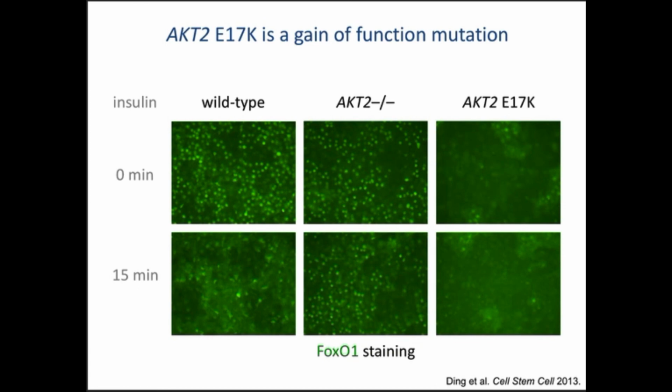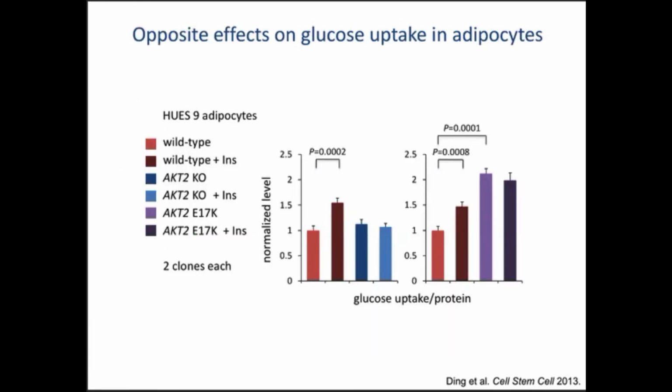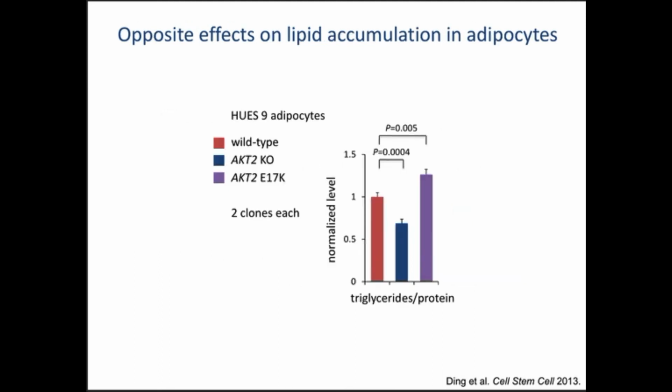What's that mean if you're a fat cell? It means that you're taking up a lot more glucose. In fact, the E17Ks are off the charts. They're beyond my insulin-stimulated glucose uptake in a wild-type cell. They're always doing it. Because they're always doing it, they get fat. This sort of explains the obesity you're seeing in the patients. And the other fat cells that are knockouts are lean. So we have the first sort of molecular real understanding.